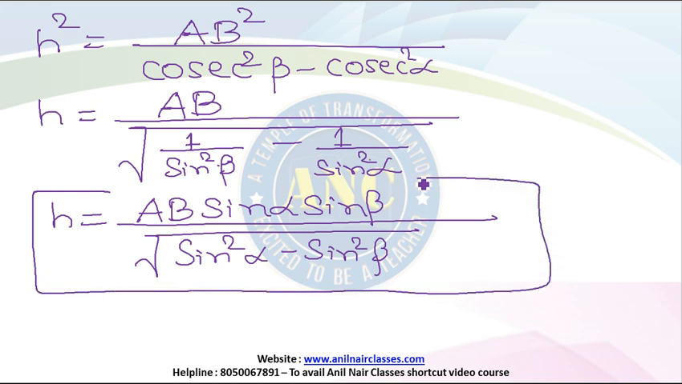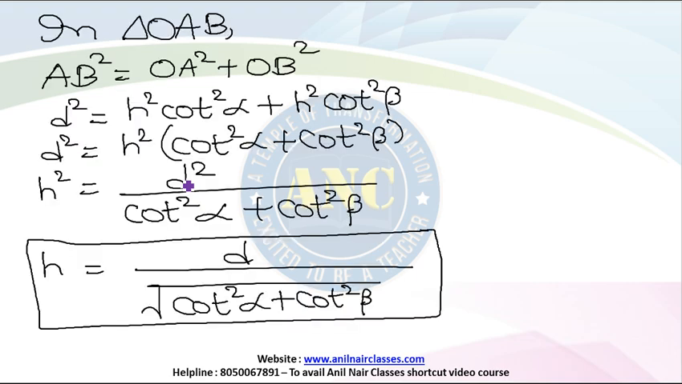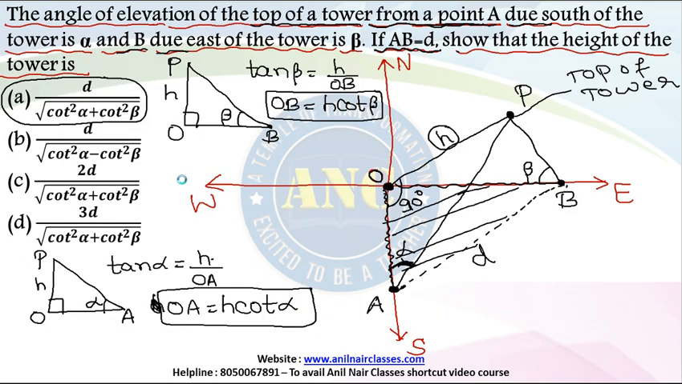Answer finally is AB sine alpha sine beta divided by sine square alpha minus sine square beta, which is nothing but my option 4. Fourth option is my correct answer. I hope the idea is clear. Again and again I am saying, sir, take the previous problem which I have solved. Instead of taking one bigger diagram and getting confused in a 3D representation, take two smaller diagrams.